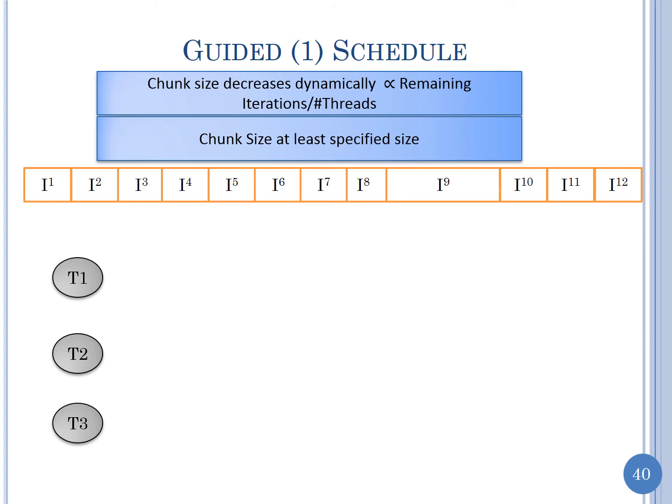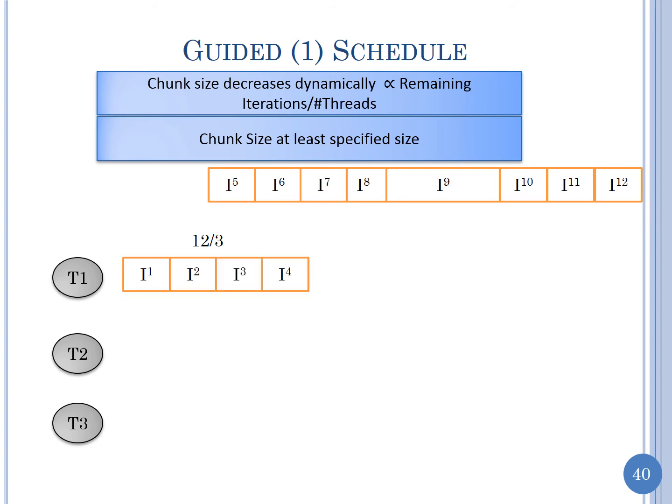The chunk size decreases dynamically, and it is proportional to the number of remaining iterations divided by number of threads. Okay? So let's assume that that's equal to rather than proportional. So in the beginning, there are 12 iterations. Number of threads is 3. So 12 by 3 is our chunk size or step size, right? So T1 is going to be allocated first. It gets allocated 4 iterations. Now we've got 8 iterations left. Still have 3 threads. That's how the number is decreasing. The number of iterations reduces, but the number of threads remains constant.